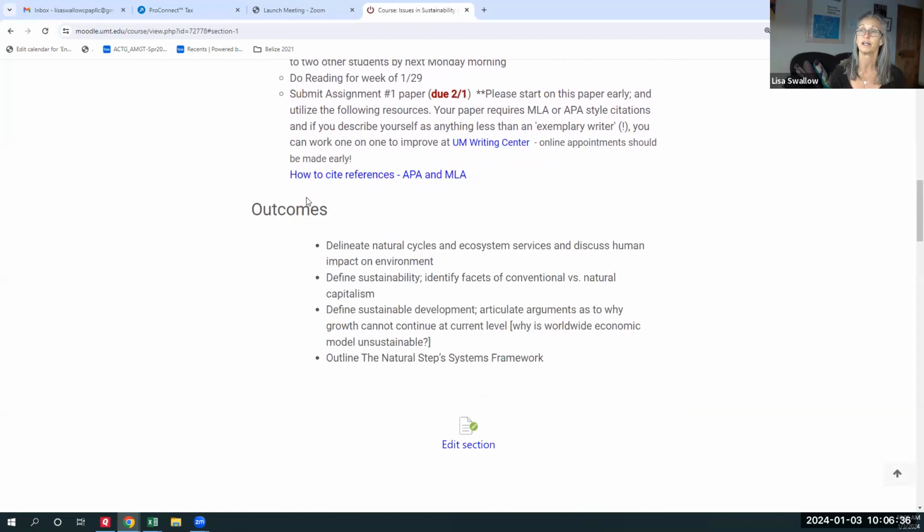And when you're done with this unit, my hope is that you can talk about natural cycles and ecosystem services and discuss human impacts. You can define sustainability, et cetera, et cetera. We're going to look at our first framework for sustainable development.